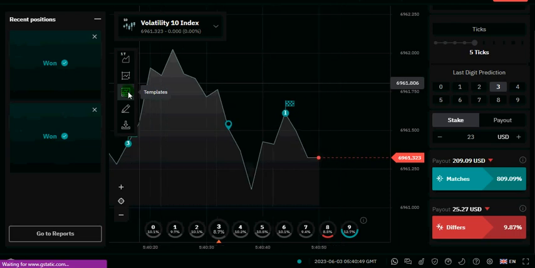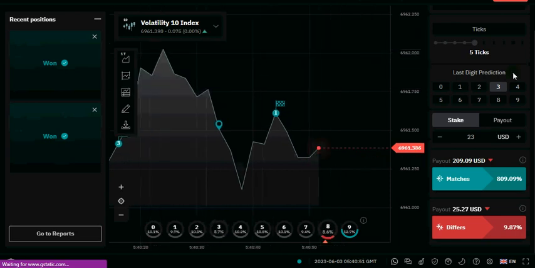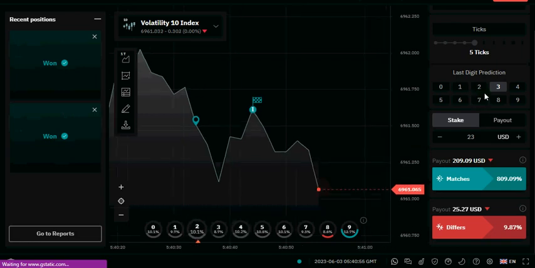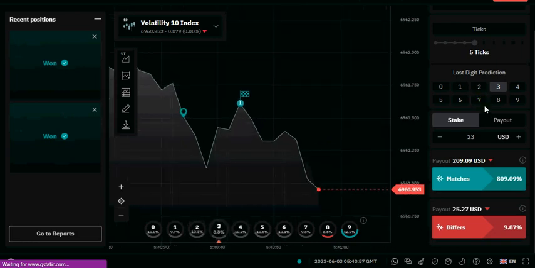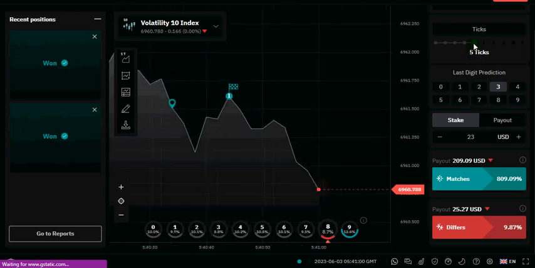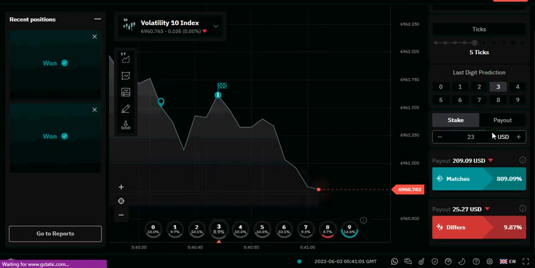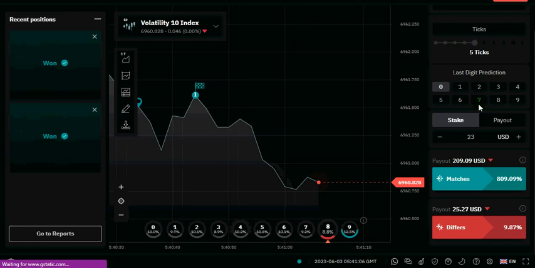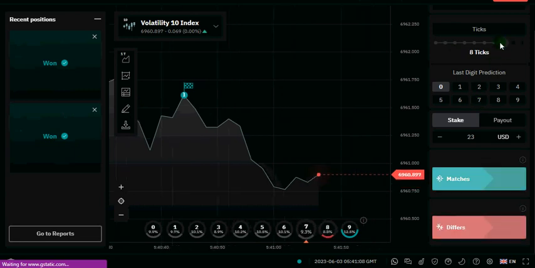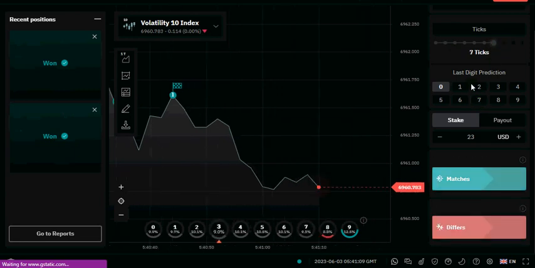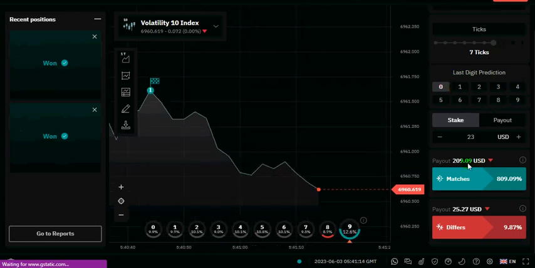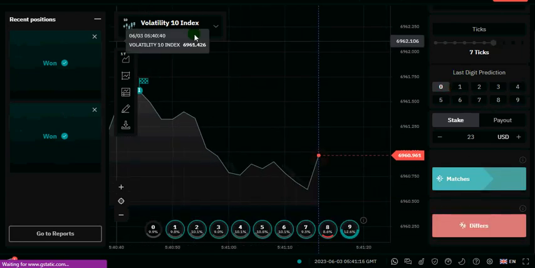Then the last trade, we are going to be placing 3 trades. Our last trade will be 7, then our tick will be 0. Sorry, our tick will be 7. Then our last prediction will be 0. So our last prediction will be 0, then our tick will be 7. So we're going to click on differ again.